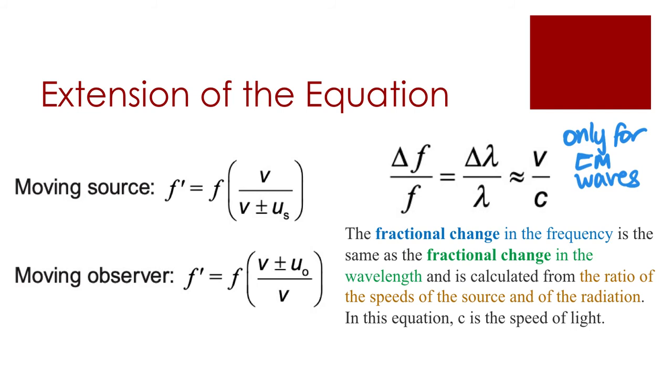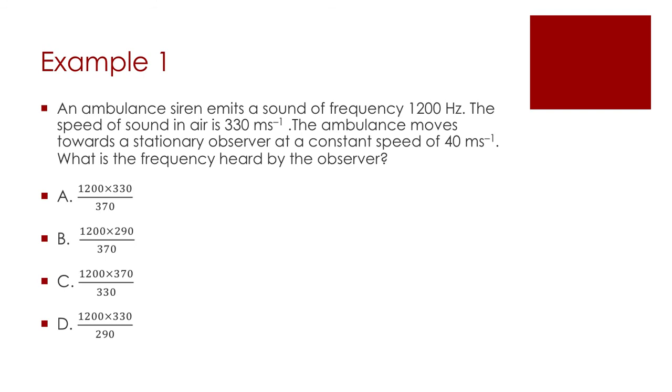So what does it say for us? It says the fractional change in the frequency is the same as the fractional change of the wavelength. So here, in order to get the fractional change of the frequency, I would have the amount of the shift of the frequency compared to the original value, likewise for wavelength. And that is going to be approximately the same as v, that's the relative motion between the two of them, compared to the speed of light.